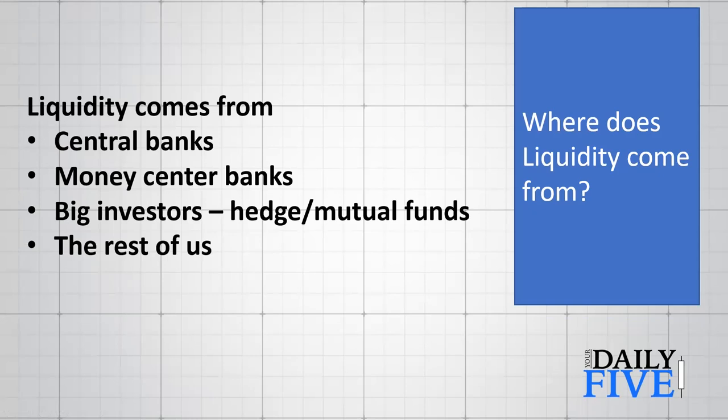So when central banks put money in the system, they put it into money center banks, which then make loans. Some of those loans go to big investors, such as hedge funds and mutual funds. That increases market liquidity. And of course, there's the rest of us when we put our money into the markets. So the key point is that liquidity is money. Lots of liquidity equals lots of money going into the market.